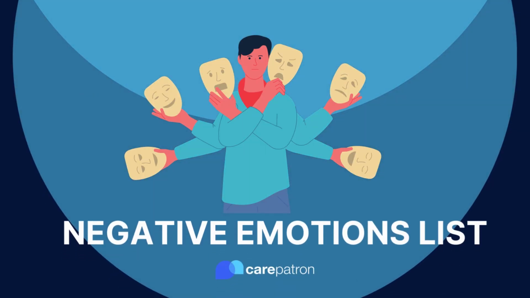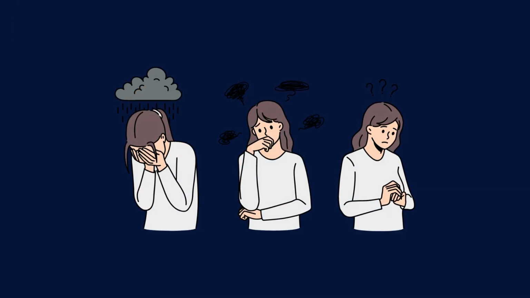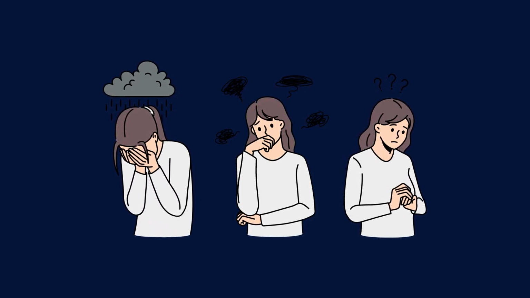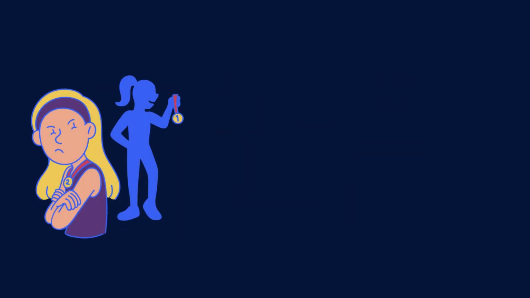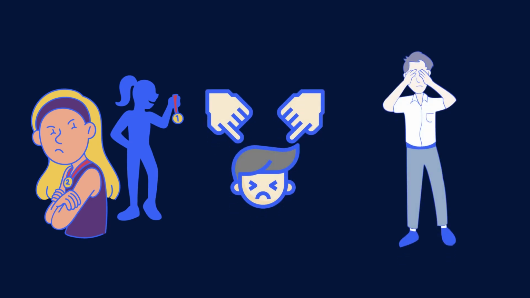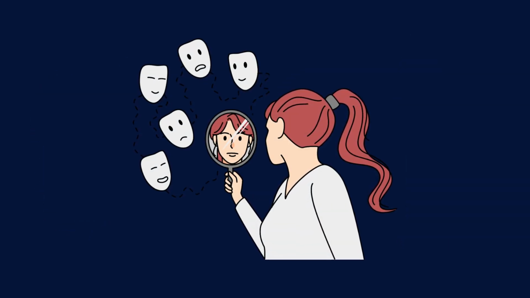A negative emotions list is a comprehensive compilation of various negative emotions individuals may experience in different situations. It is a valuable resource for understanding, identifying, and acknowledging the wide range of negative emotions that can arise within us. Negative emotions are an inherent part of the human experience. Events, circumstances, relationships, or internal thoughts and beliefs can trigger them. Common negative emotions include anger, sadness, fear, guilt, shame, loneliness, jealousy, and more.